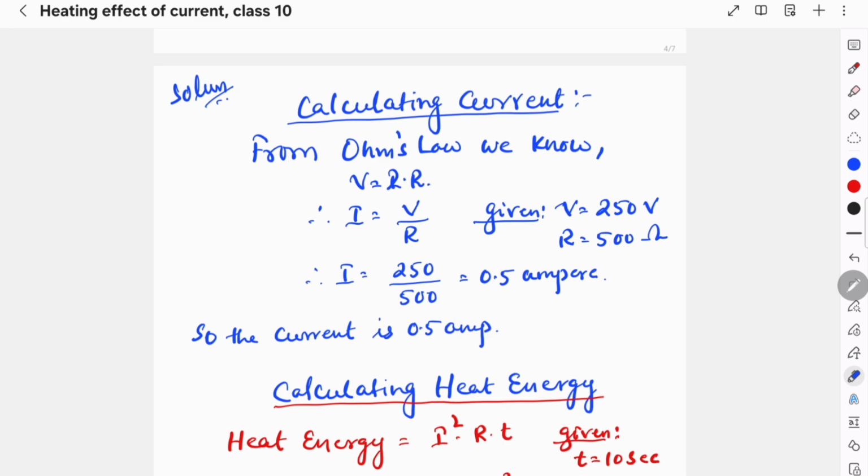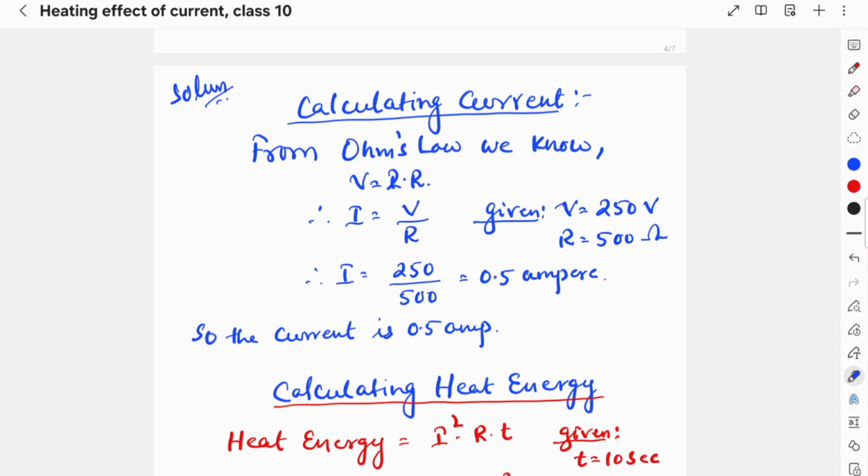So now calculating the current. From Ohm's law, we know V is equal to I into R, so I becomes V by R. Now it is given in the question, voltage is 250 volt and resistance is 500 ohms. So when we put this value of V and R, we get current as 0.5 ampere. So this current of 0.5 ampere is flowing through the iron.